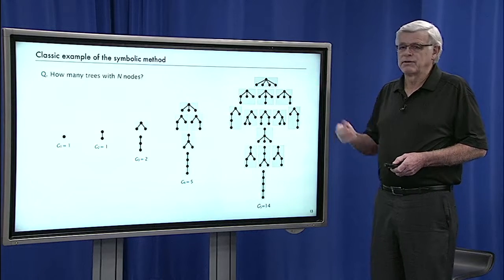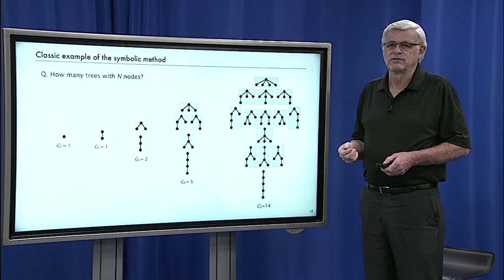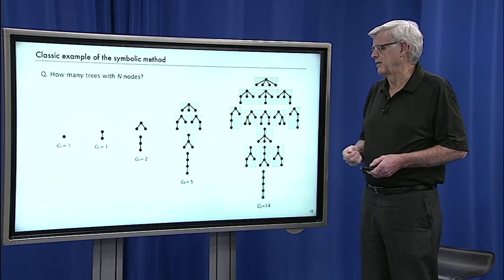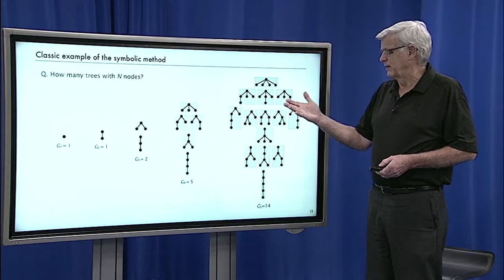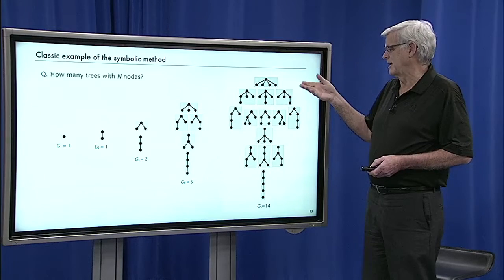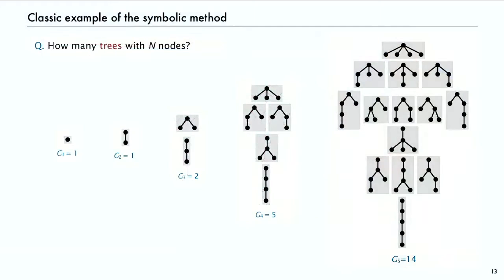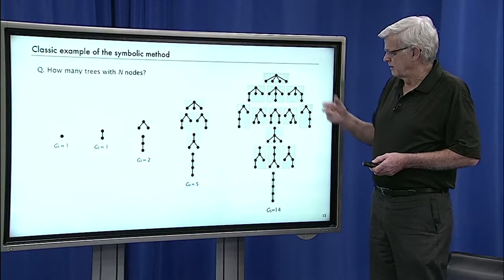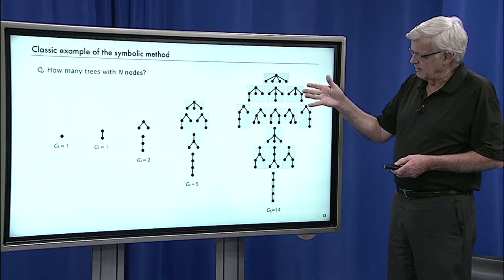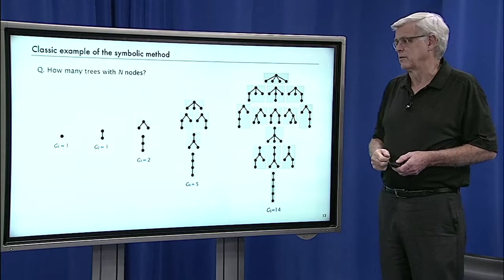So the classic example of the symbolic method is trees. How many trees are there with n nodes? A tree is described recursively. These are ordered rooted trees, so it's a node connected to a sequence of trees. And so these are the small values. There are 5 different trees of 5 nodes, and these 2 trees are different because the order is significant, and so forth. So these are the familiar Catalan numbers.